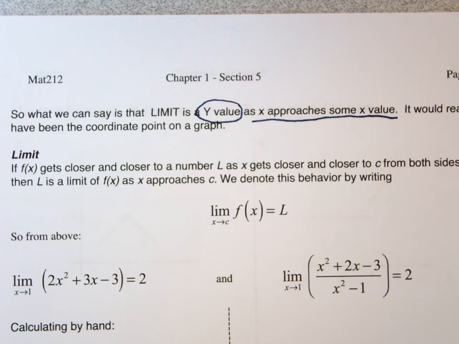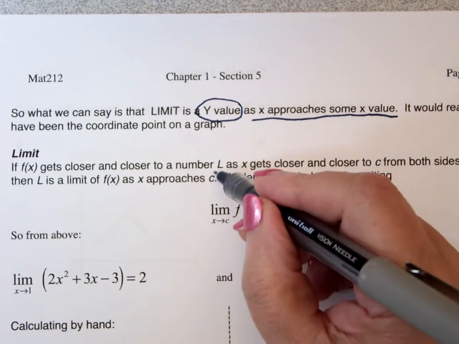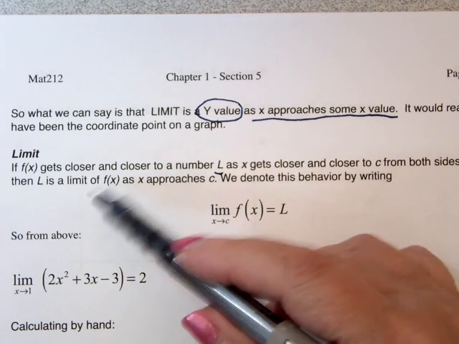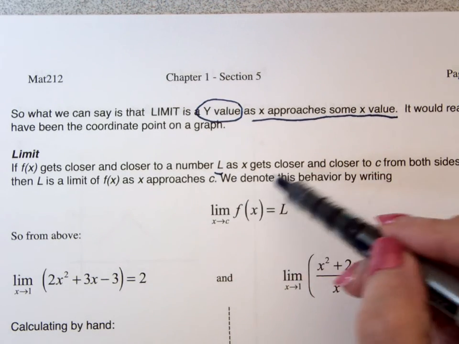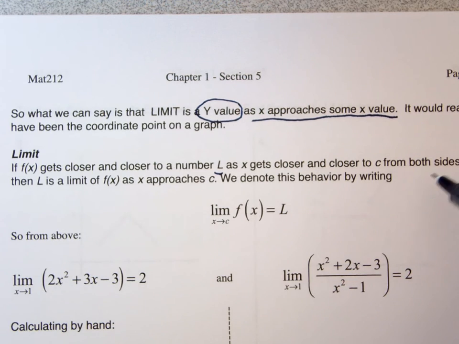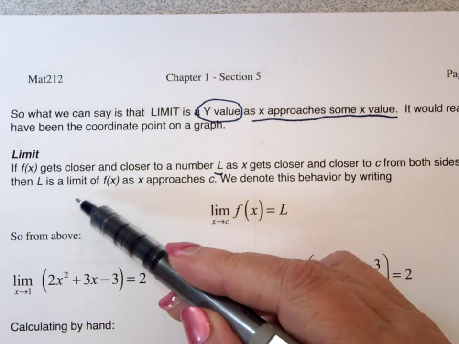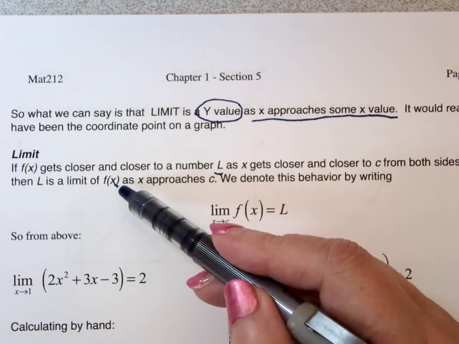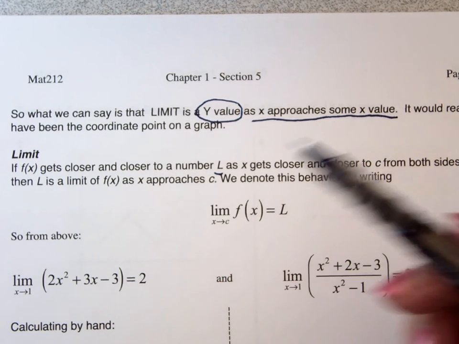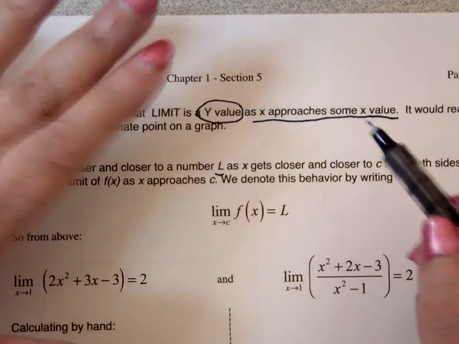Limit: if x gets closer and closer to the number C, and f of x gets closer and closer to the number L, as x gets closer and closer to C from both sides, then L is the limit of f of x as x approaches C. We know, yeah, that makes perfect sense.